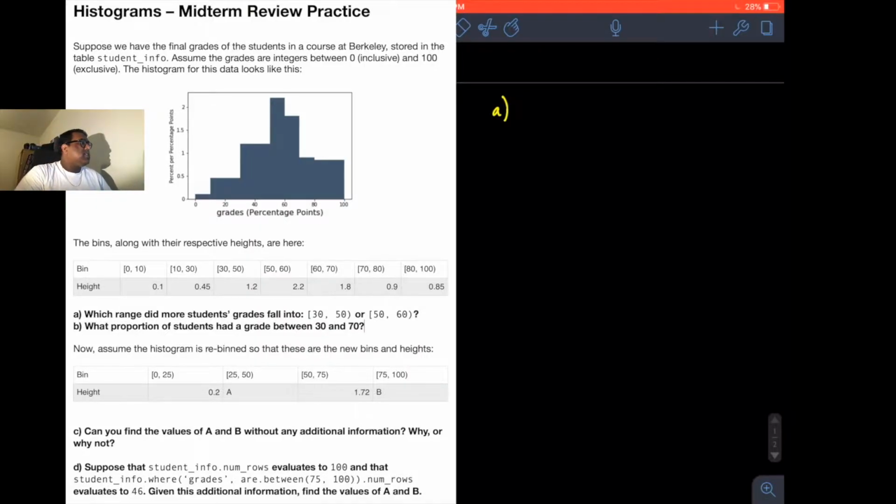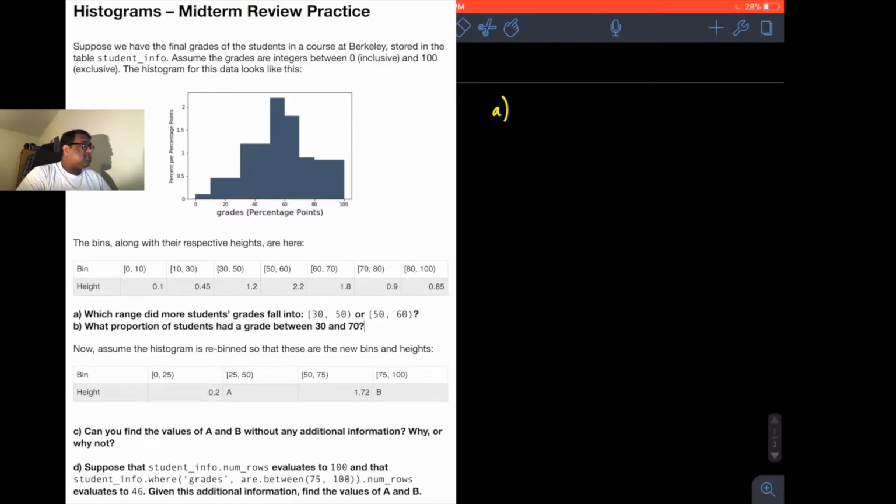Okay, so now we're going to take a look at a practice histogram problem, one that may be similar to the one that you'll find on your midterm. So we're given the same histogram as before. We're told that it contains the grades of some students, and that this table is called student info, and all the grades are between 0 and 100. Okay? And we're given the bins and their respective heights.